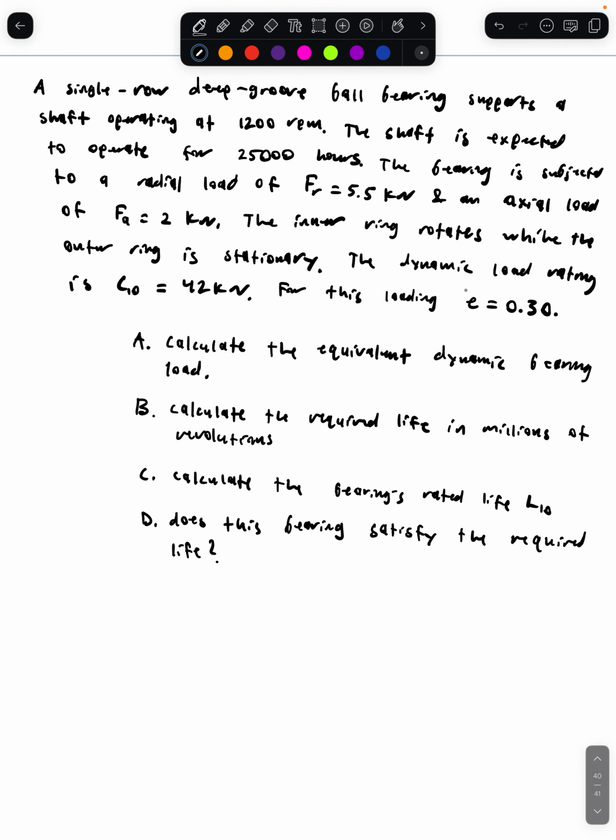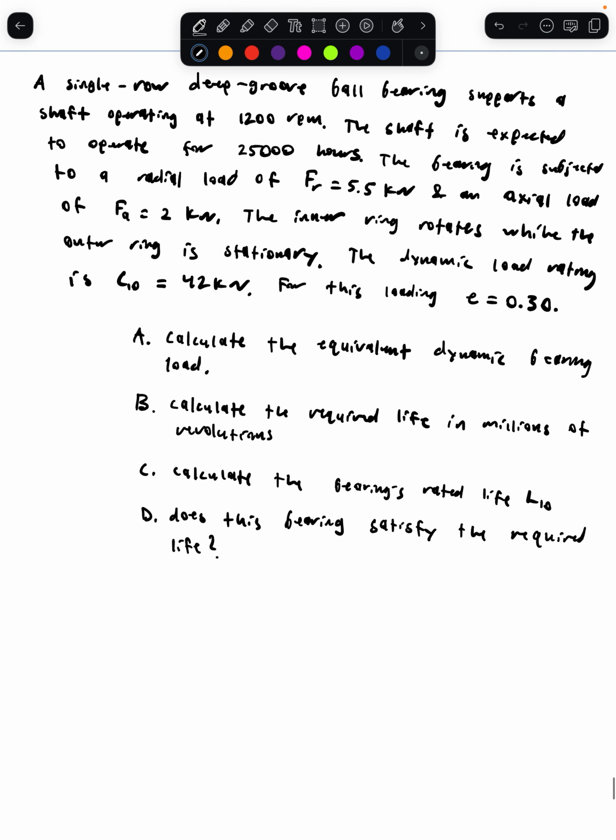For this loading, e is 0.3. So we don't need to solve for e, which is kind of nice because it can be a little bit of a messy equation. So we're asked to calculate the equivalent dynamic bearing load, calculate the required life in millions of revolutions, calculate the rated life, and that would also be millions of revolutions. And then we're asked, does this bearing satisfy the required life?